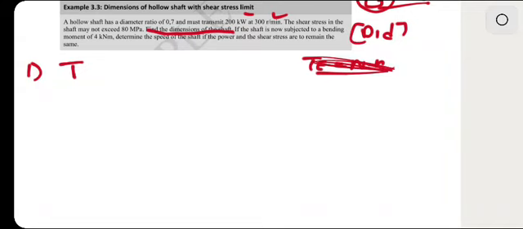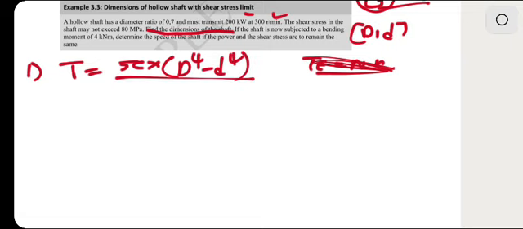So that is equal to pi. Remember, it's a hollow shaft, isn't it? Since we have talked about the hollow shaft, this will be multiplied by D raised to the power of 4 minus d raised to the power of 4, divided by 16 D. All right, we want the dimensions, the diameters, guys.